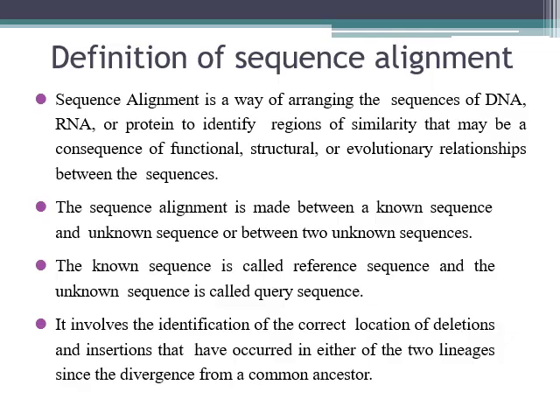It involves the identification of the correct location of deletions and insertions that have occurred in either of the two lineages since the divergence from the common ancestor. Now suppose there are two molecules which are sharing some evolutionary relationship. During evolution, mutations occur, and a mutation may be of three types. It may be a point mutation, deletion mutation, or insertion mutation. So whenever you perform sequence alignment among two sequences, you may identify the locations where some part of the sequence has been deleted or inserted.